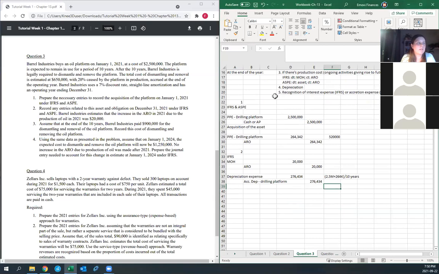And then 5 is the recognition of interest expense. So under IFRS, you put interest expense, and then it goes in your ARO. So you increase your ARO. This is just the amount that you've put at the beginning of the year times 7%, your interest rate.